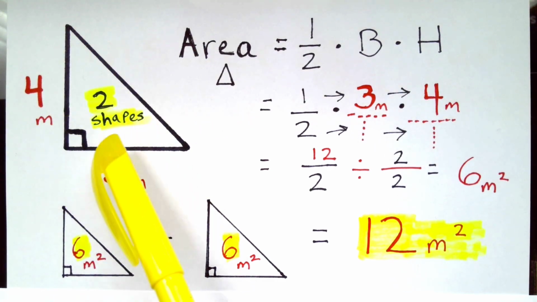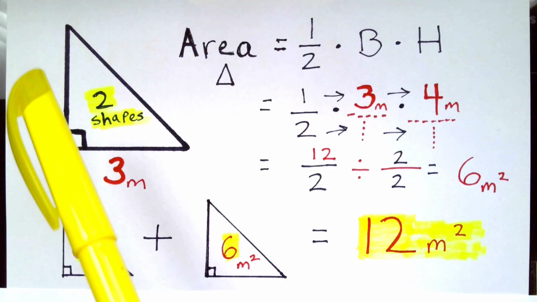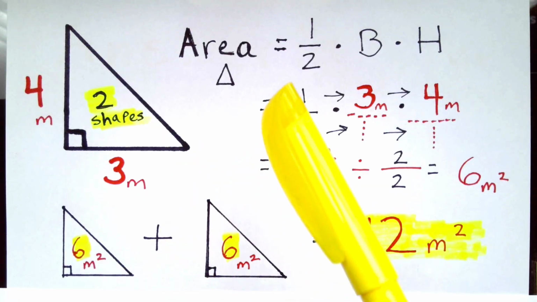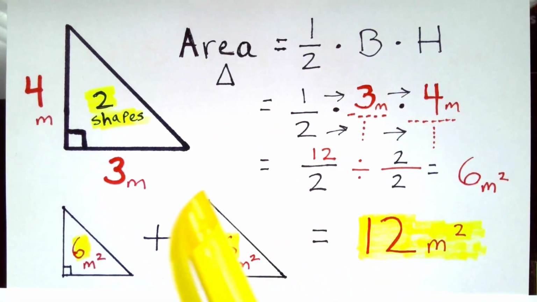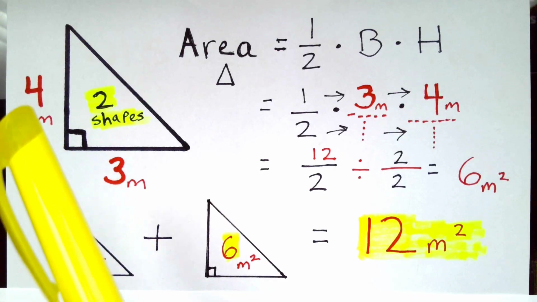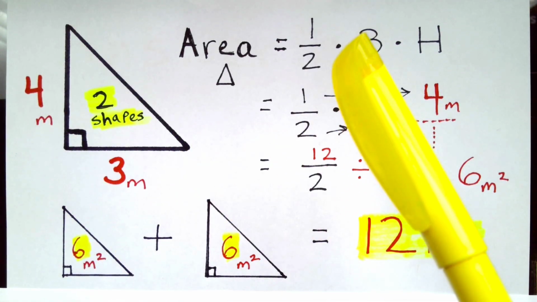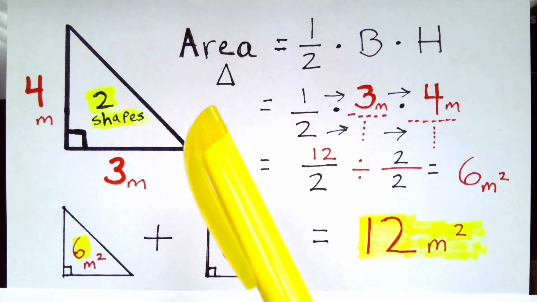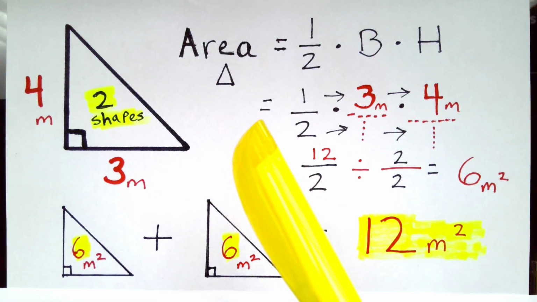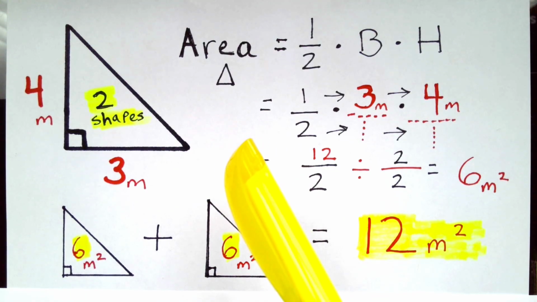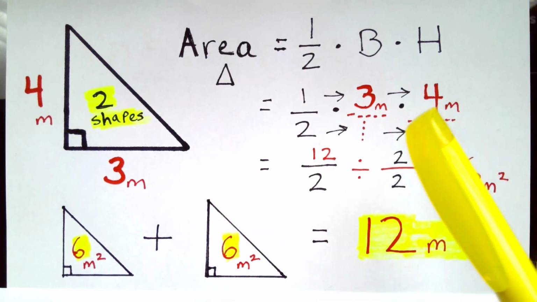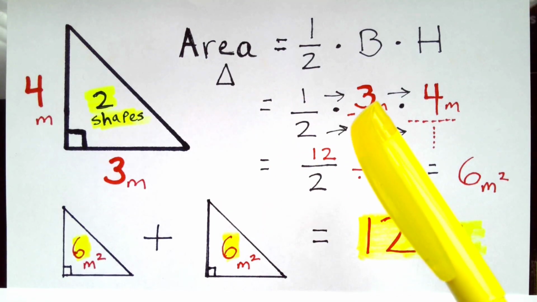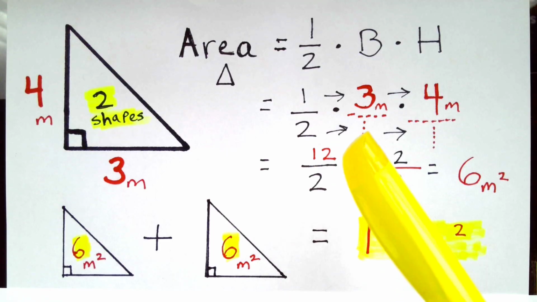So remember, we have two shapes that are right triangles with the same base, the same height, and the same hypotenuse, that value of 5. Area for a triangle is 1/2 times the base times the height. So 3 is my base, 4 is my height. I'm going to substitute 3 for B and 4 for H in the formula, and then simplify, following PEMDAS, the order of operations. When we multiply with fractions, we multiply top to top and bottom to bottom. So I'll be multiplying 1 times 3 times 4 over 2 times 1 times 1.